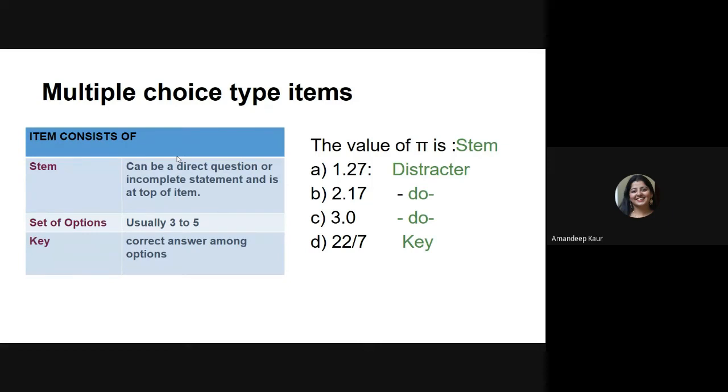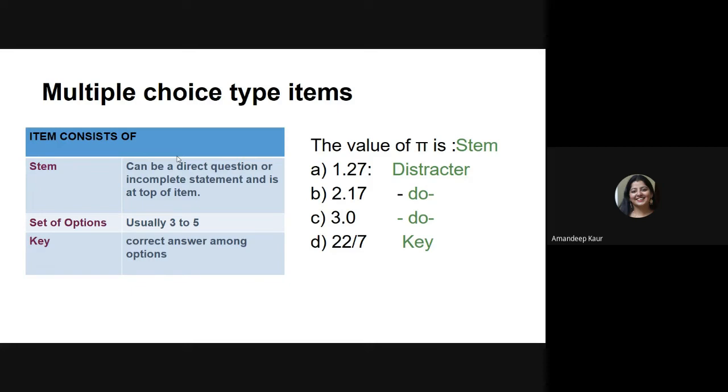There can be three different options selected by the teacher, or the teacher can go for five different options also. So if the teacher selects three different options, and maybe the teacher is going to design 20 different multiple choice items, then in every item there must be three different options available. So uniformity in terms of options needs to be there.